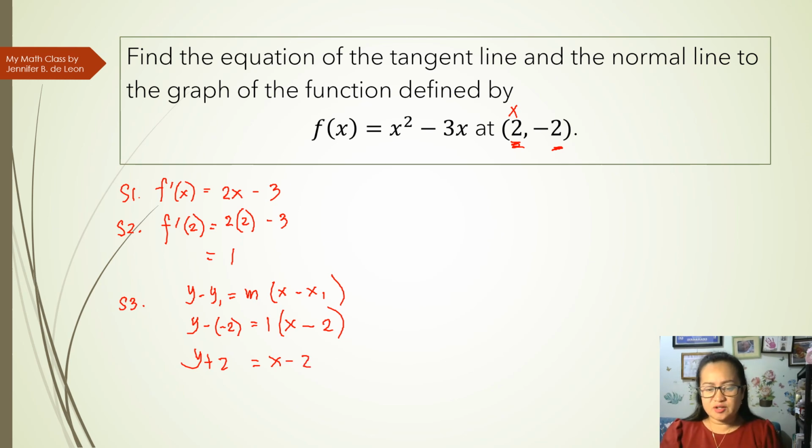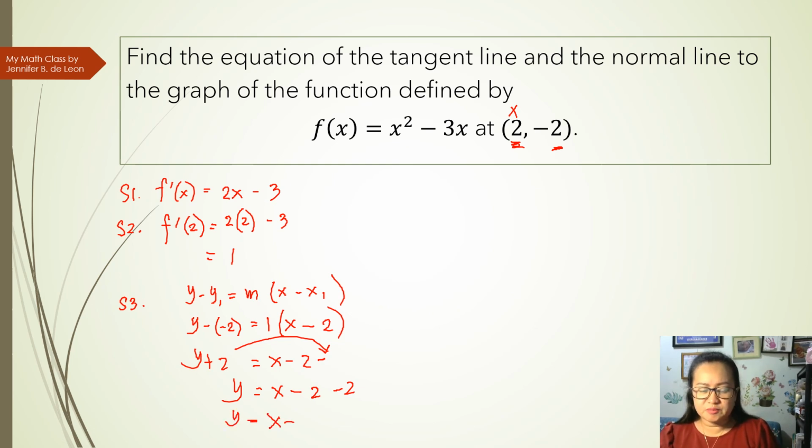Now let's write the equation in slope-intercept form. Transposing positive 2, we shall have y is equal to x minus 2 minus 2. Now we simplify further, so we shall have y equals x minus 4. Therefore, the equation of the tangent line is y equals x minus 4.